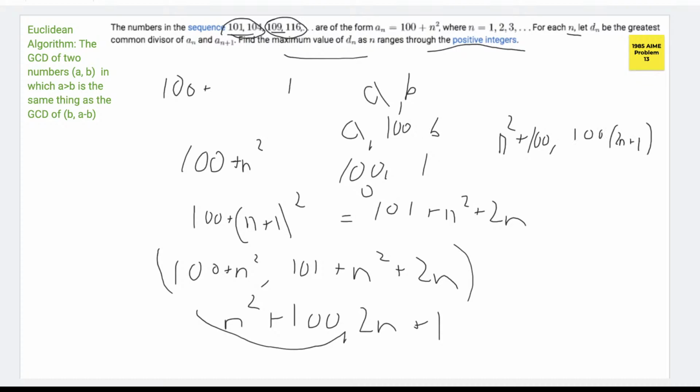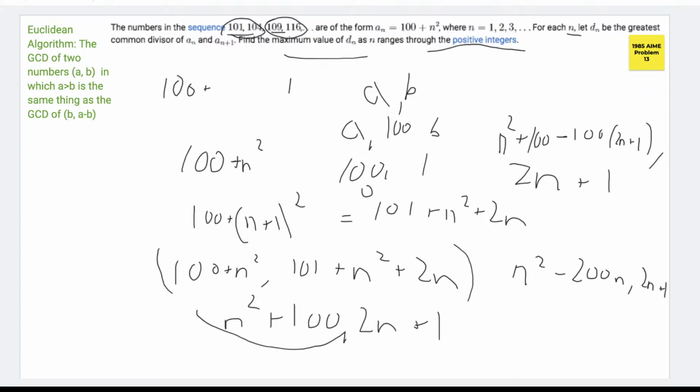N squared plus 100n minus, sorry. And you want to find the GCD of this thing along with 2n plus 1. Yep, 2n plus 1. And then you simplify this, and you see hundreds cancel out, and you're just left with n squared minus 200n and 2n plus 1.